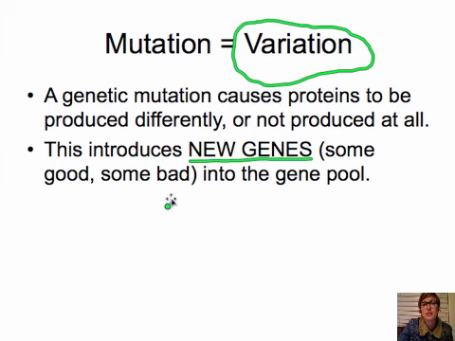I want to talk about a built-in mechanism that you have and all life has to avoid a lot of damage from mutation. And this built-in mechanism is called the wobble. I don't know why they didn't think of a more scientific name for this, but I kind of like the fact that it's the wobble.